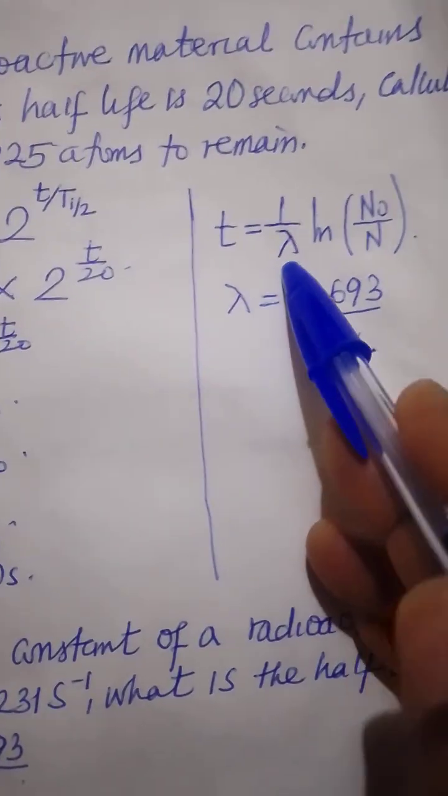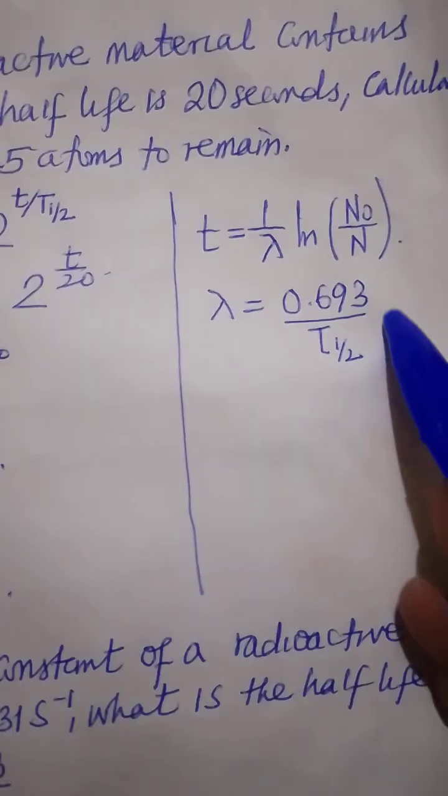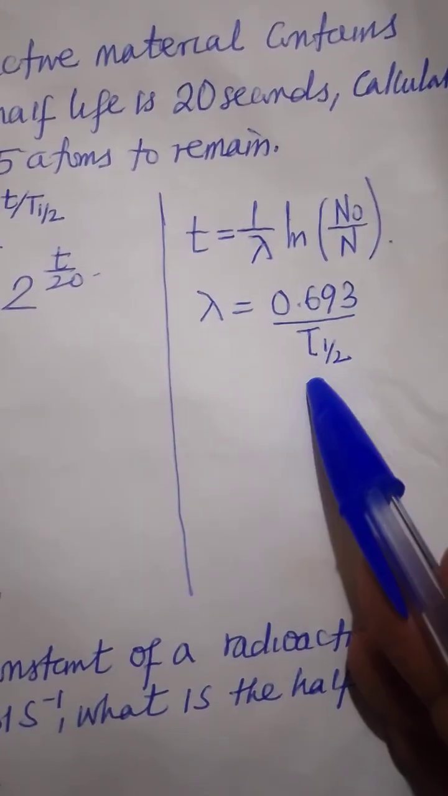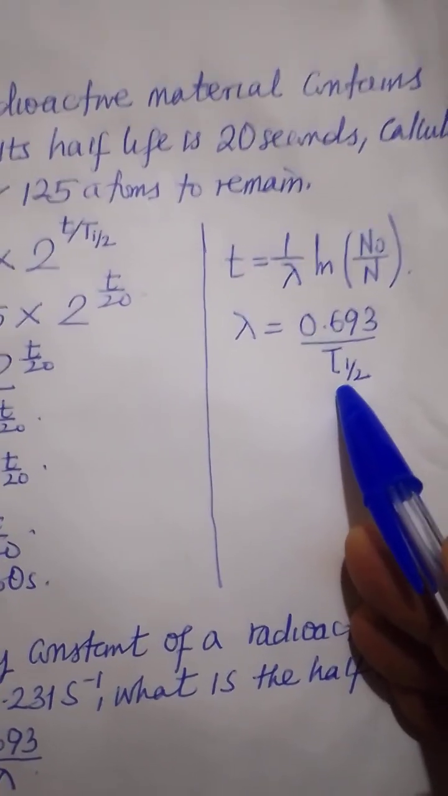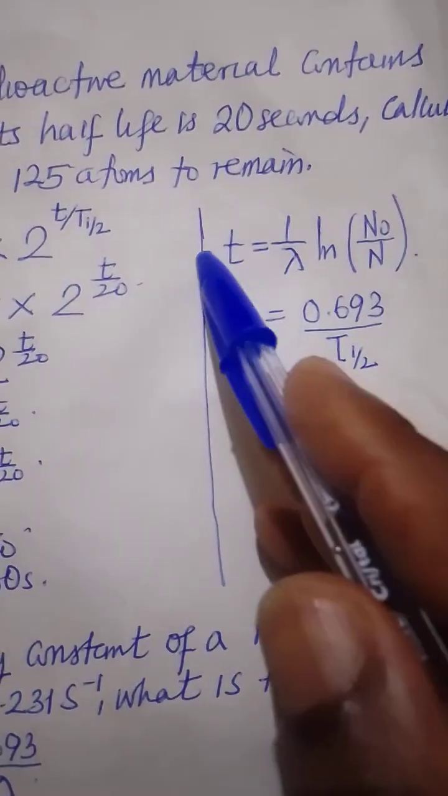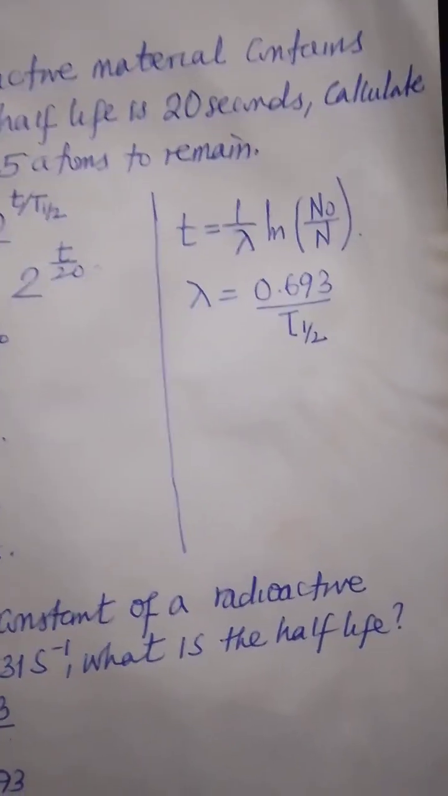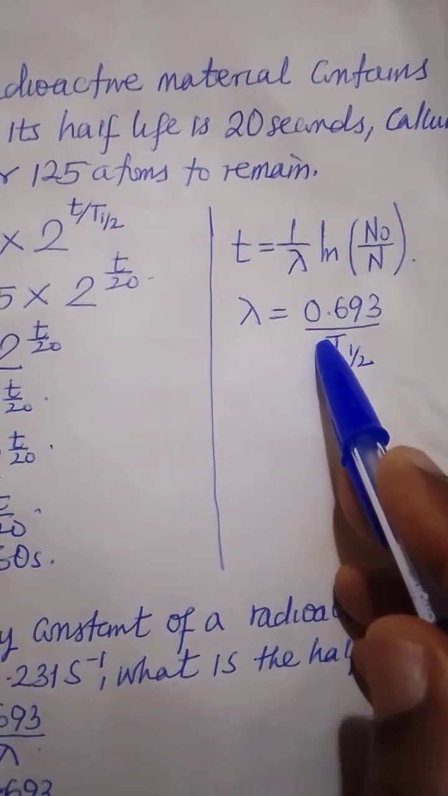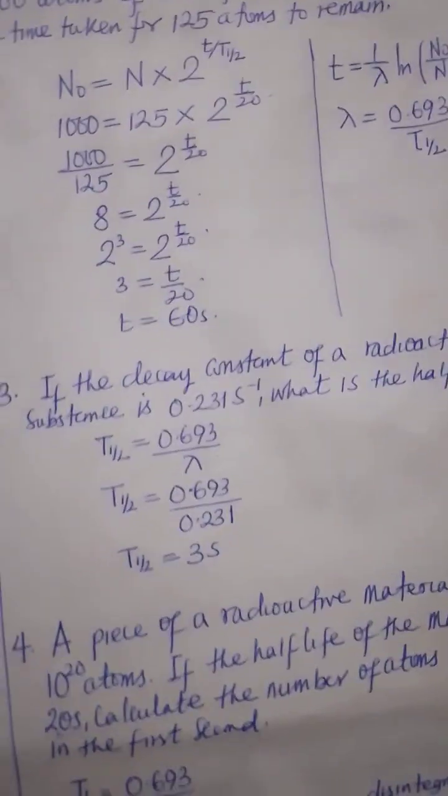We don't know the decay constant, but we can use this formula to get our decay constant. That is lambda is 0.693 over t half. The t half is 20 seconds from the question. Once you get your decay constant, we can then use this formula to find the time. So I would like you to attempt that by using this formula and see if you get the same answer. This will take us to number 3.